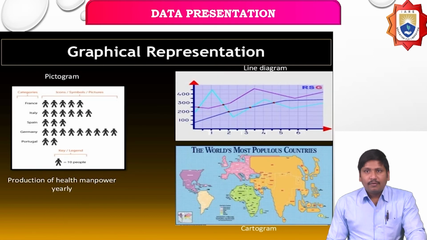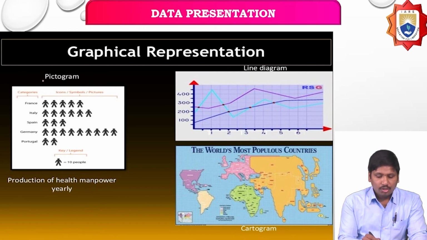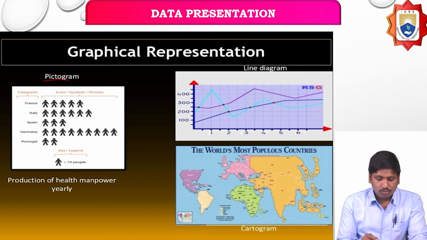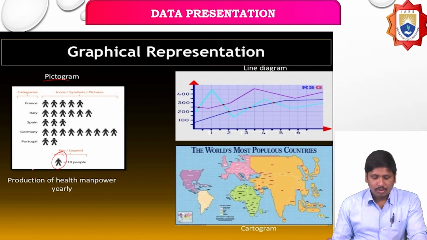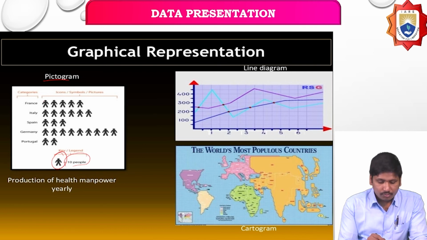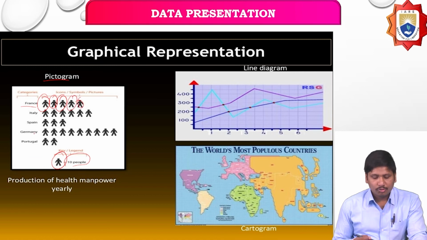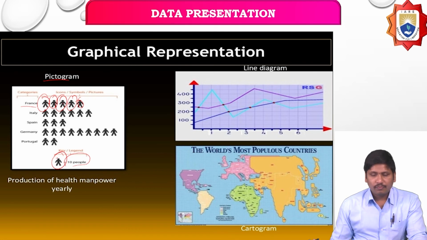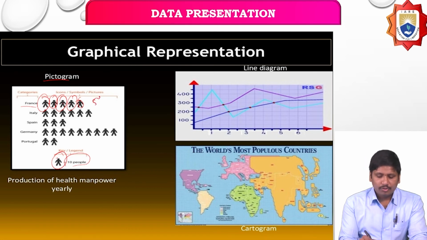Some other graphical representations are pictograms. In a pictogram we do not show any kind of values. We directly show the data in the form of diagrams. Suppose one image here equals 10 people. In France, how many people are present? I want to present it in the form of a pictogram, so a single image equals 10 people. So 1, 2, 3, 4, 5, right? So 5 into 10, 50. So 50 people are present in France.